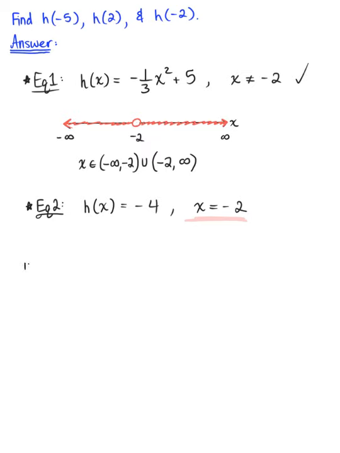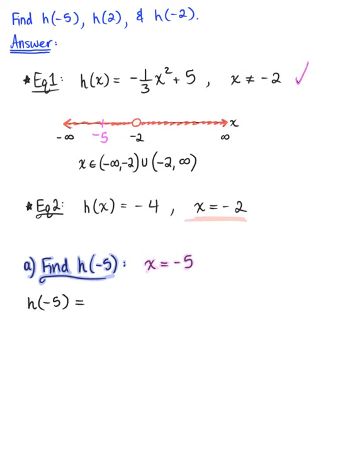So we'll say part A. We want to find h of negative 5. So here we have that x is equal to negative 5. We can certainly tell by looking at this that negative 5 does not equal negative 2. So this means we've got to use equation 1. And we can confirm this by plotting negative 5 on our number line. So we say negative 5 lives somewhere over here. So to evaluate the function at x equals negative 5, we are using equation 1.